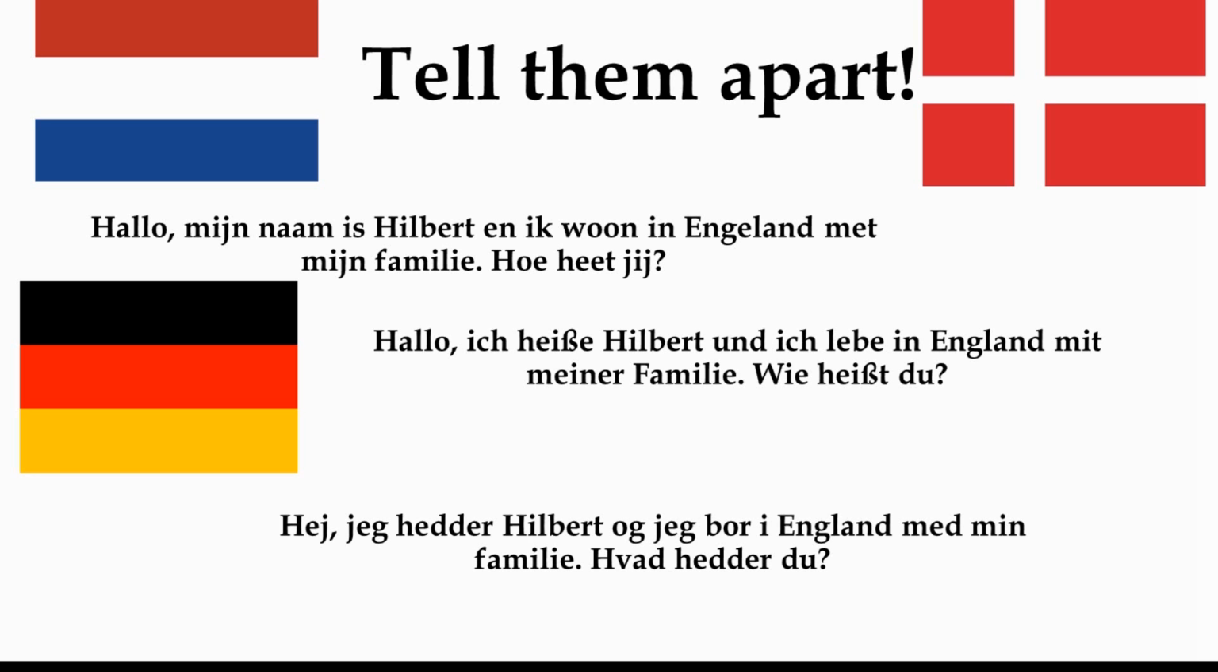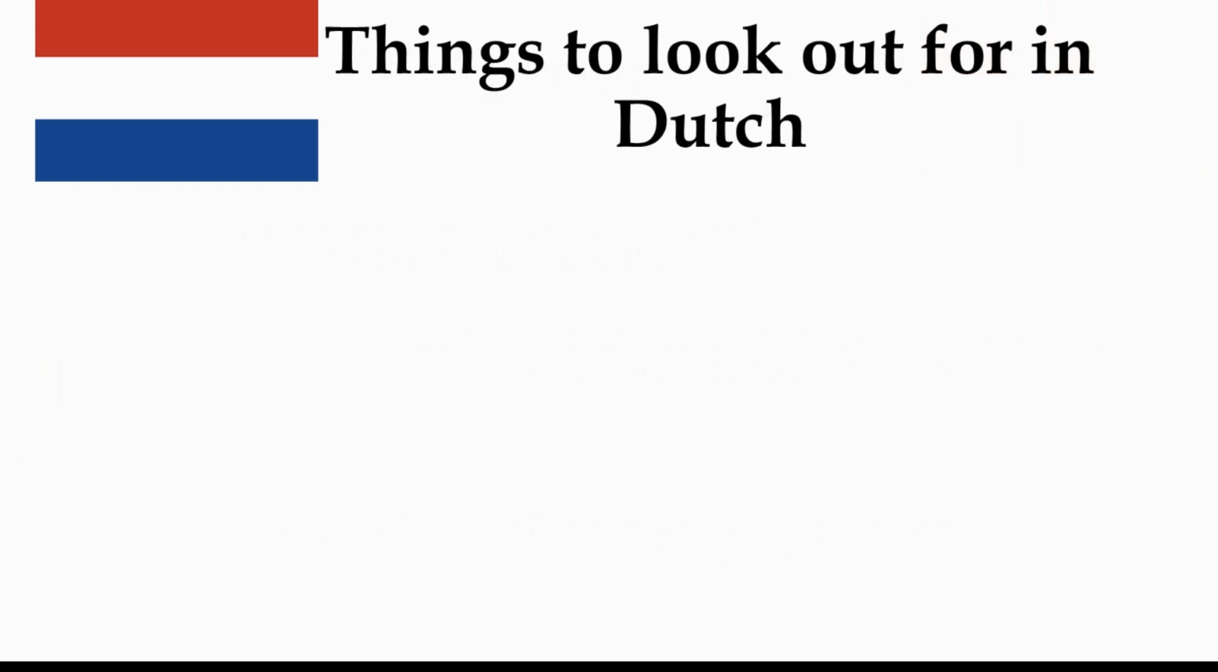German and Danish languages. So first of all, we're going to have a look at some things that are pretty unique to Dutch. So first of all, we have this IJ, which is called the lange ei, and it's found in the Dutch word for you, which is jij. So the IJ is very common in Dutch. It's its own letter in the Dutch alphabet.